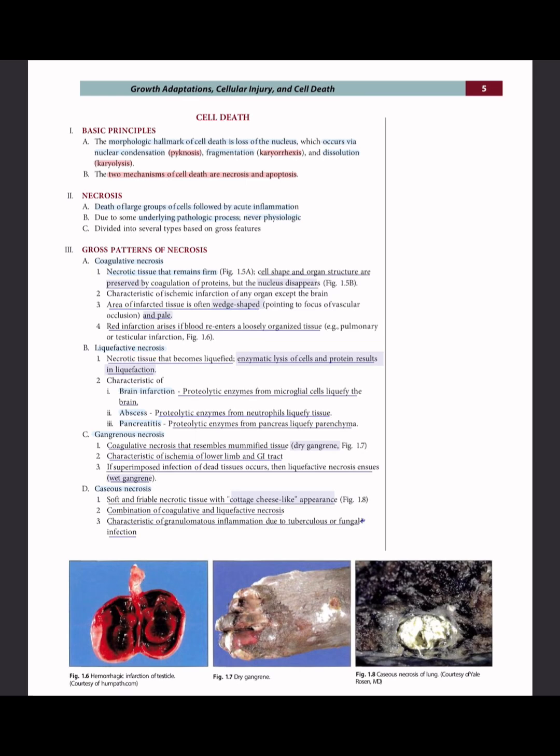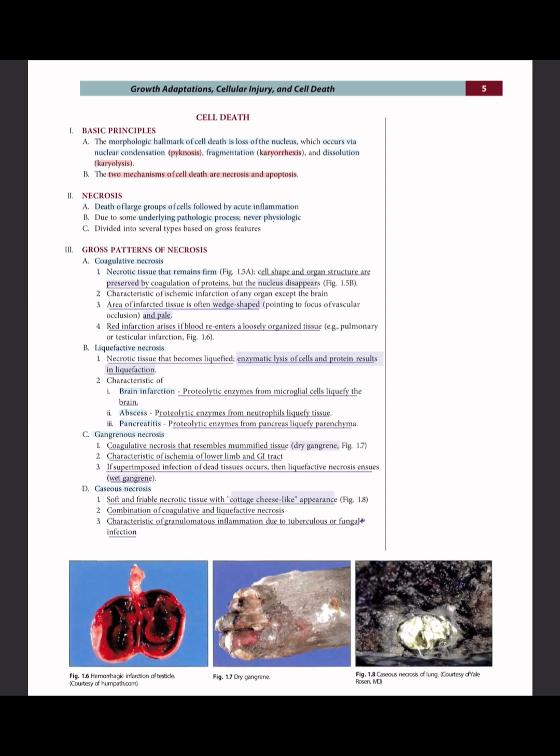Liquefactive necrosis. Necrotic tissue that becomes liquefied. Enzymatic lysis of cells and proteins results in liquefaction. Characteristic of brain infarction, where proteolytic enzymes from microglial cells liquefy the brain; abscess, where proteolytic enzymes from neutrophils liquefy tissue; and pancreatitis, where proteolytic enzymes from the pancreas liquefy parenchyma.